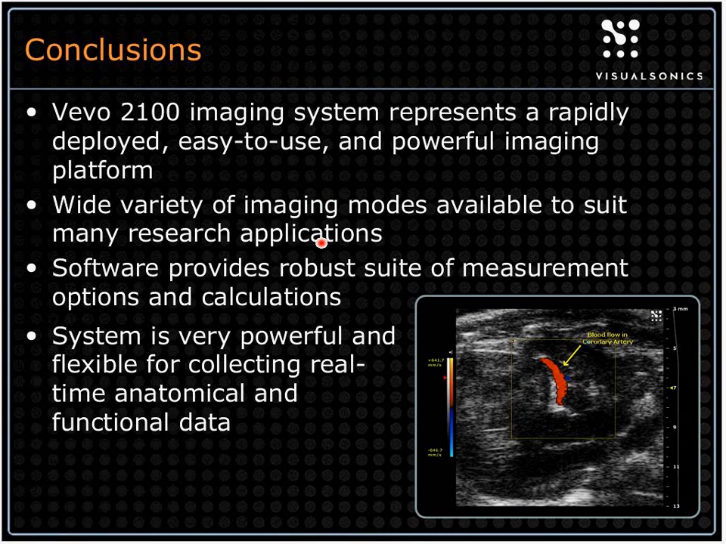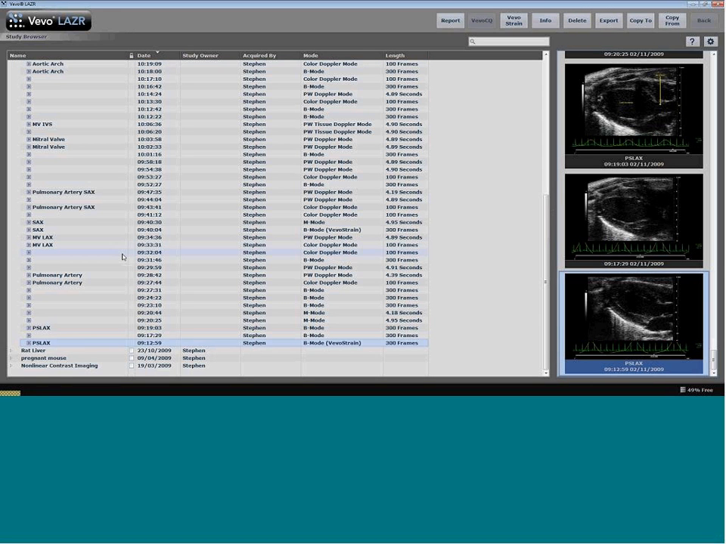So that concludes the PowerPoint part of the presentation. You just had a very quick, very basic overview of the 2100s and a couple of the modes, the B mode and the color Doppler pulse wave, and I mentioned VevoStrain and some of the image settings. So I'll move into the Vevo software right now.